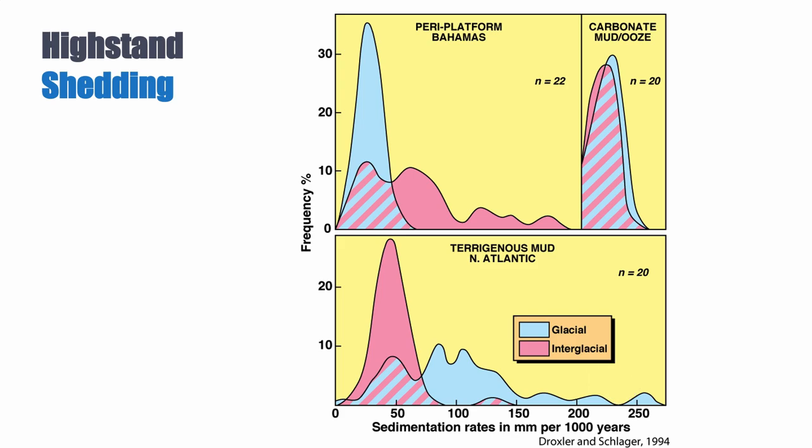So let's look at clastics first. In clastics, during interglacials, during high stand, we have a narrow distribution of sedimentation rates. They all kind of are very similar in the basin, and they are relatively low, at a mode close to 50 millimeter per 1,000 years. However, during glacials, so during low stands, we have a broad range of sedimentation rates, starting from almost zero, going all the way to 250 millimeter per 1,000 years. And the mode is closer to 100 millimeter per 1,000 years. So the mode is double what it used to be in the interglacial.